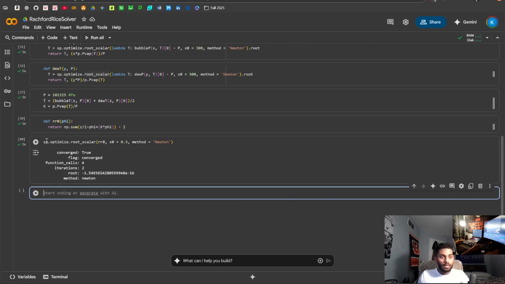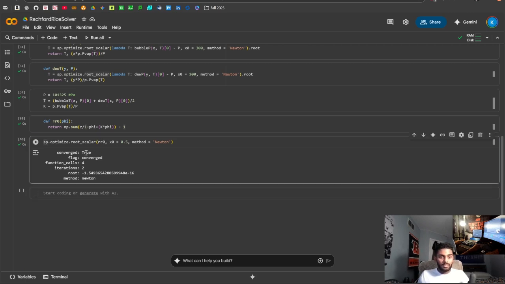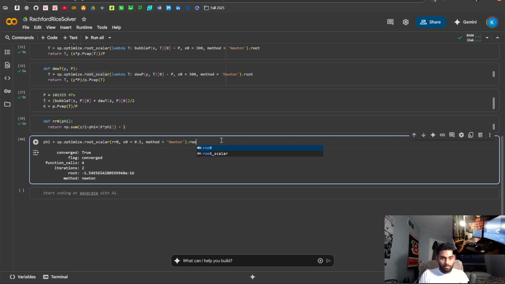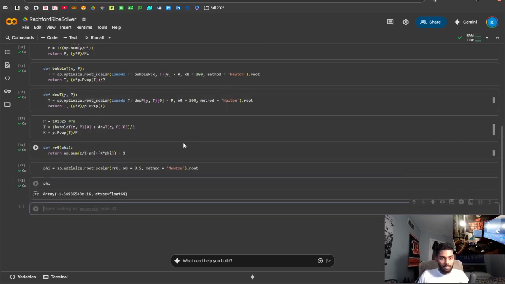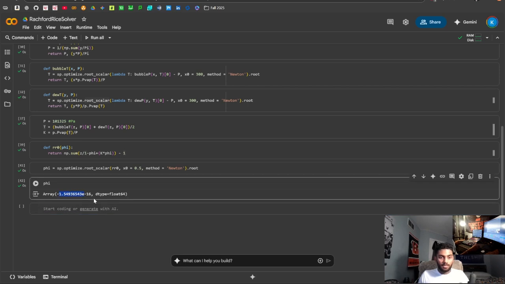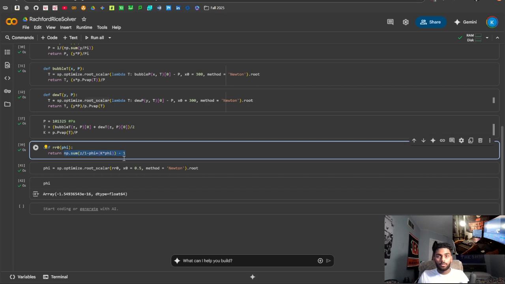Right. So optimize is telling us that our value did converge. We did get a root for this function here, which would be for our phi. So I'm just going to save that, repack that into phi root. So now when we do that, it just gives us the value of phi that makes this equation true.